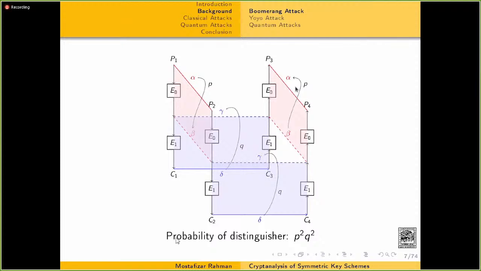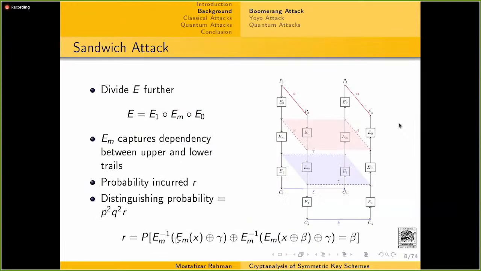And what is the probability of this distinguisher? If the probability of this differential alpha to beta is P, you can see here we have to pay for this plane and this plane, and these four planes. We have to pay the probability for four of these planes, and that is why the probability of this distinguisher is P square and Q square.